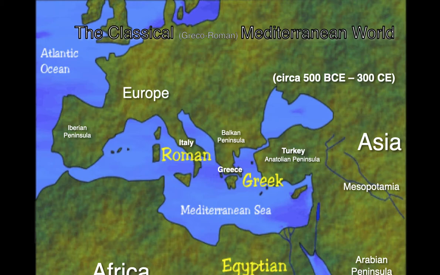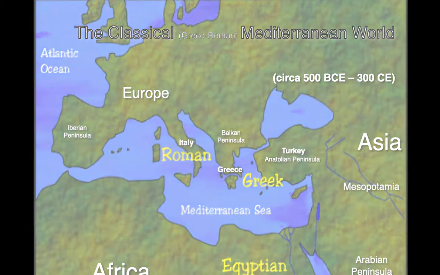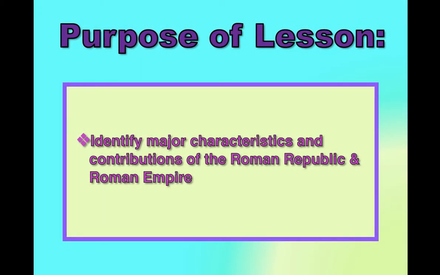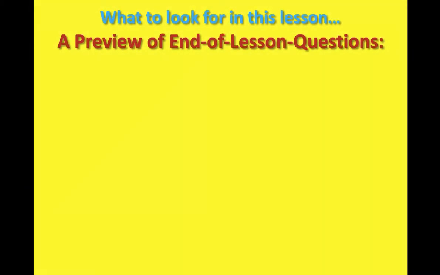So, we have here the classical Roman Mediterranean world. We have Europe, Italy, the Balkans, and Turkey, all surrounding the Mediterranean Sea. On this map, and it's ancient Mesopotamia over to your right, which we'll get to later. But the purpose of the lesson is to identify major characteristics and contributions of the Roman Republic and the Roman Empire. What to look for in this lesson?